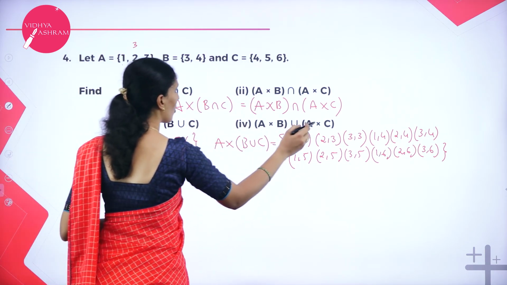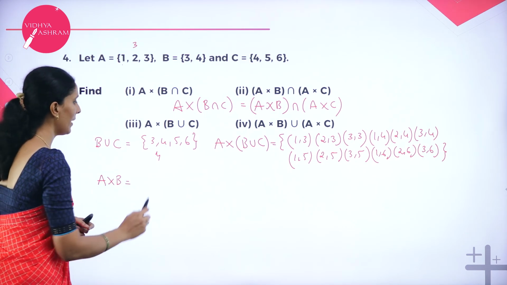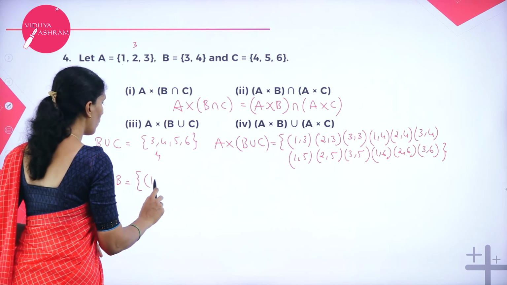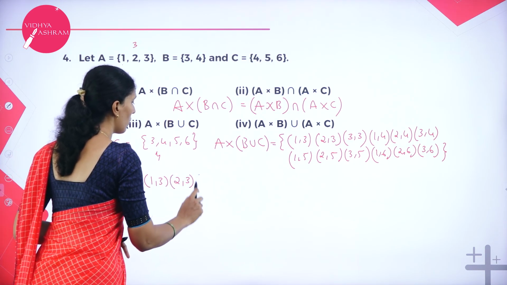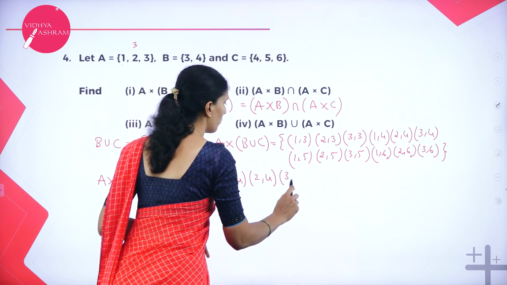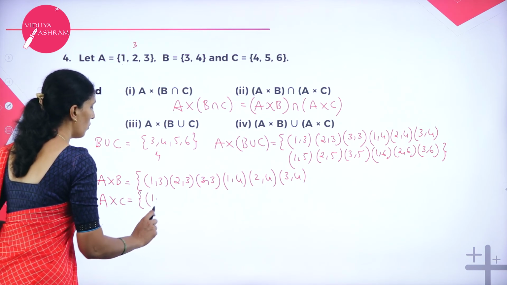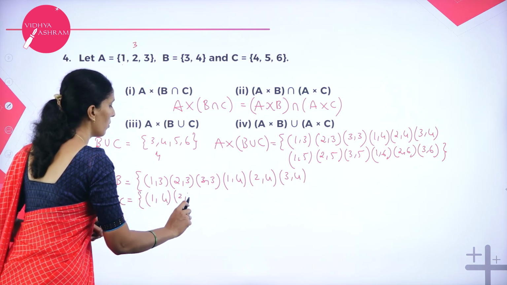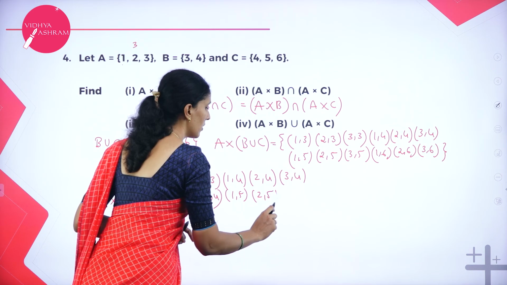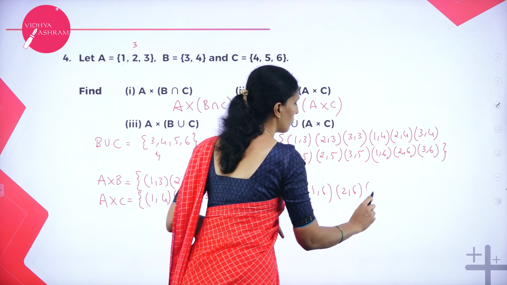Next we will verify A cross B and A cross C. So let me write A cross B. What is A cross B? Pair the elements of A with B: (1, 3), (2, 3), (3, 3). Next (1, 4), (2, 4), (3, 4). Next, we'll pair with A cross C: (1, 4), (2, 4), (3, 4), then (1, 5), (2, 5), (3, 5), then (1, 6), (2, 6), (3, 6).